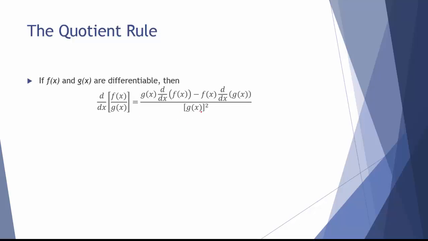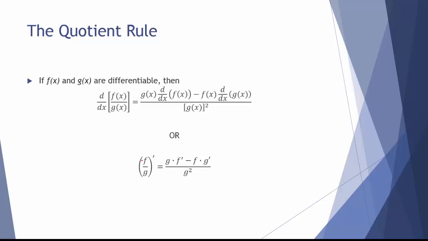That's the denominator squared. Okay, or in the slightly simplified notation, if you want f over g prime, that's g f prime minus f g prime all over g squared. Believe it or not, there's another way you can remember this.